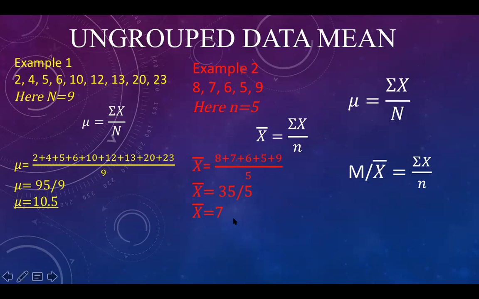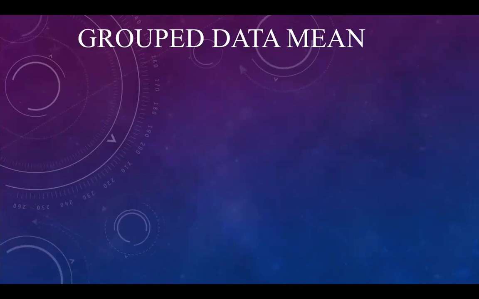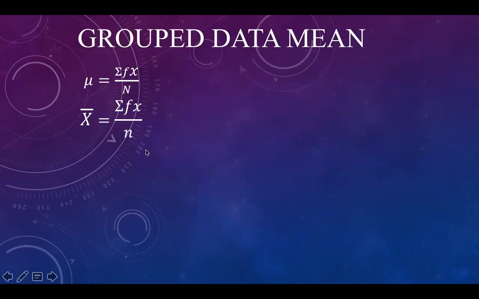I hope you have got this. This is simple. Now let us have the mean of the grouped data. There are two formulas to calculate the mean of the grouped data. One is known as the long cut formula, and another is known as the shortcut formula.